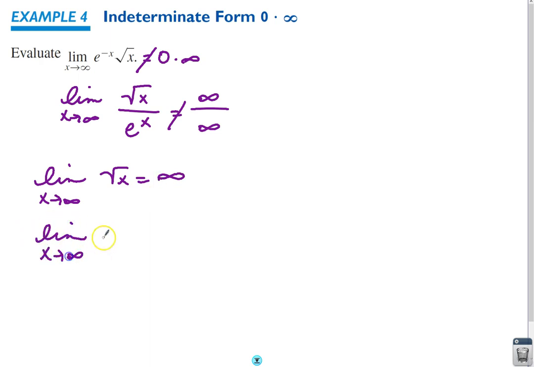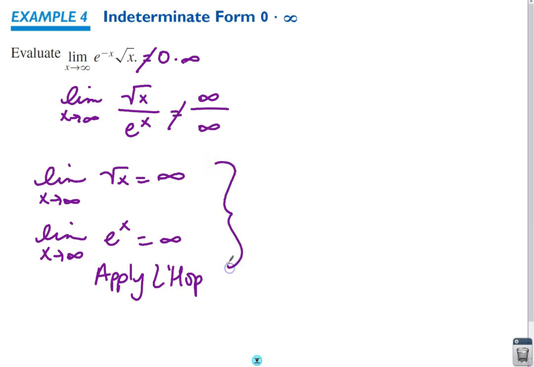The limit as x approaches infinity of e to the x equals infinity. Apply L'Hopital's. Now I can already hear some of you asking me, Miss Murphin, is this part required? Yes. You have to do this part.